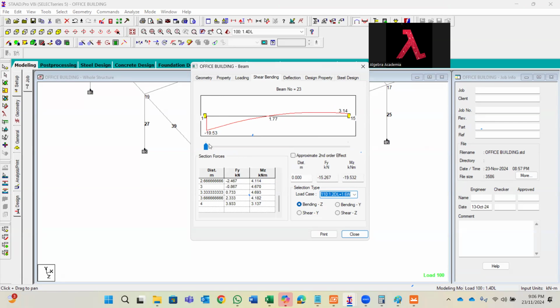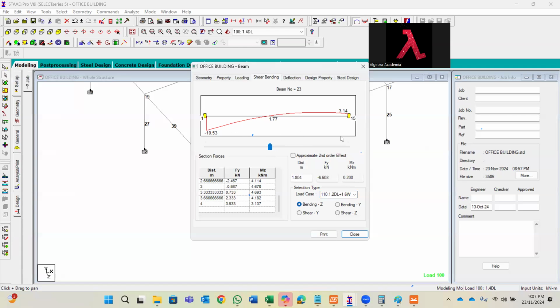Yeah, 19.53. Okay. Now what I'm going to do, either I can provide the best portion to provide the splice connections here. There won't be any kind of moment. Okay, here. So the moment is what? Almost zero at 1.8 meter distance actually.